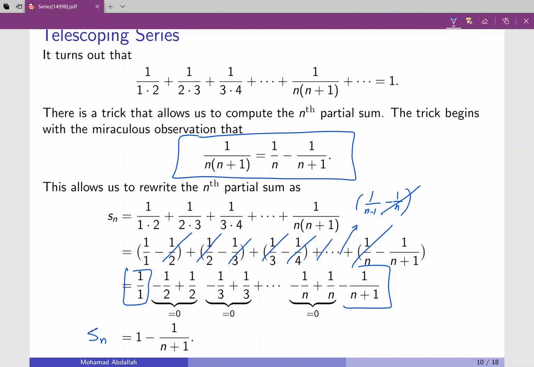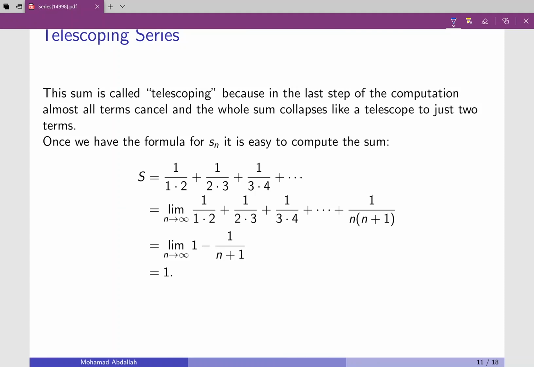Now I can take the limit of this, and when I take the limit I'm going to get S, which is the sum that you see on the top. This type of sum is called telescoping, because the whole sum collapses like a telescope to just two terms, sometimes more than two terms, depending on the problem, but to a few terms. So this S is actually the limit of the partial sum.